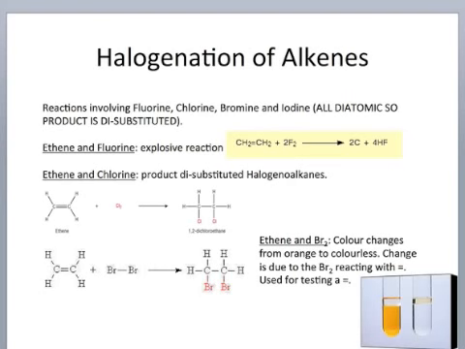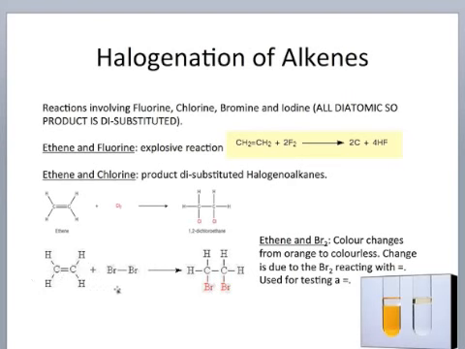So let's first look at ethene and fluorine. It's a very explosive reaction, and the products are hydrogen fluoride and carbon. So it's not a very useful reaction. Let's also look at ethene and chlorine. As I mentioned before, the product will be a disubstituted halogenoalkane. Disubstituted meaning that the double bond in the ethene will break, the pi bond will break, and because there are two chlorines here, they will attach there. And the name of this product is 1,2-dichloroethane. So again, we're going from an alkene to an alkane.